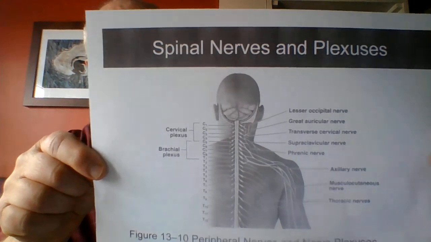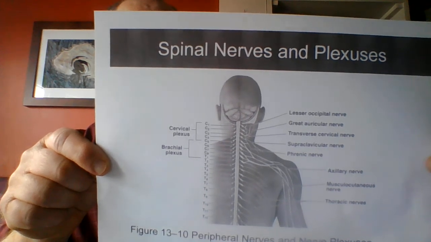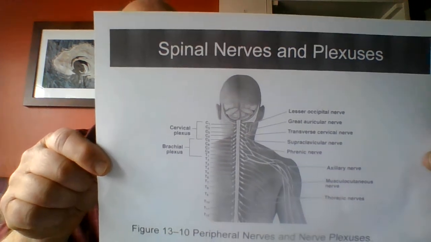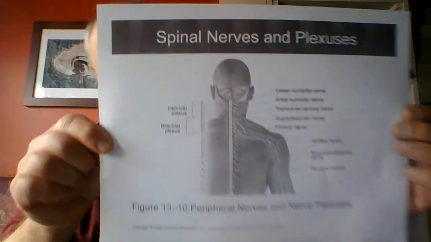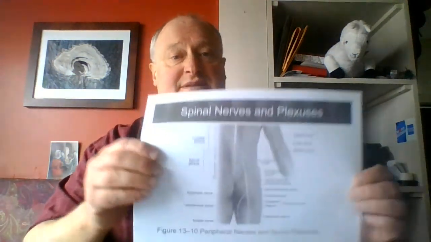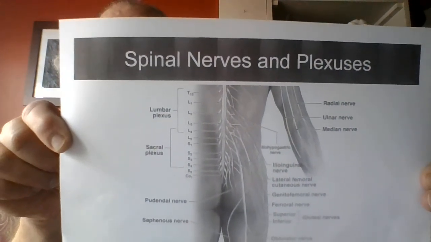Right, and then we're going to see some group of nerve plexus. We have cervical plexus, brachial plexus in this picture, and I'll talk about that in a minute. And then in the lower half, we have lumbar and sacral plexus. Alrighty, so that gives you a little information there. Let's see what it says. That goes from T12 to S4.